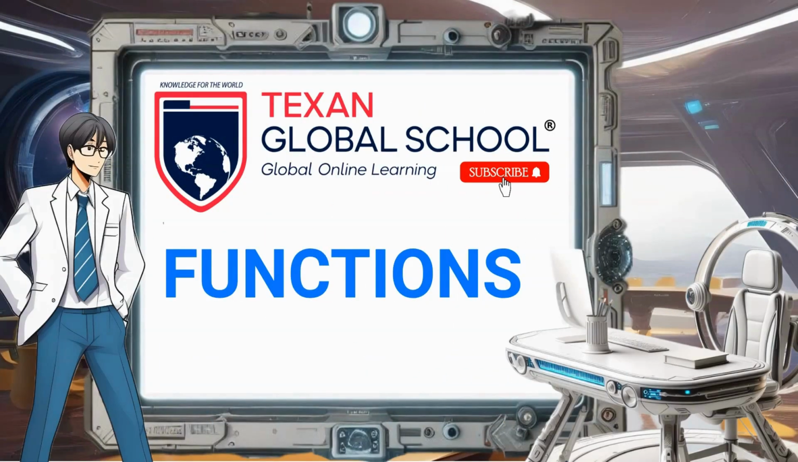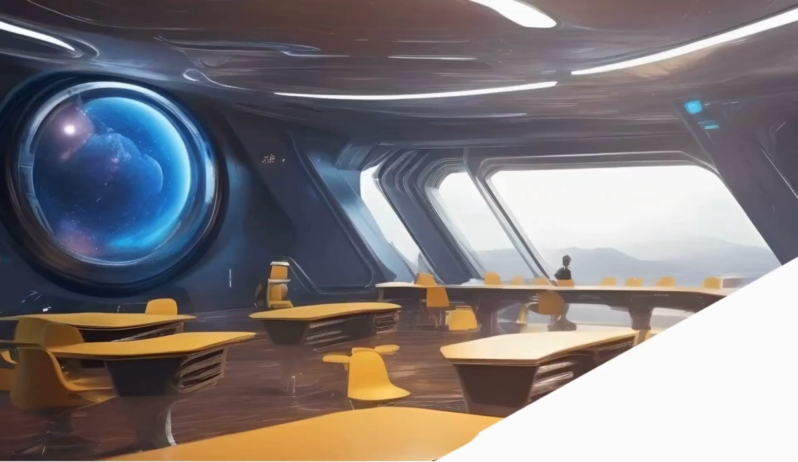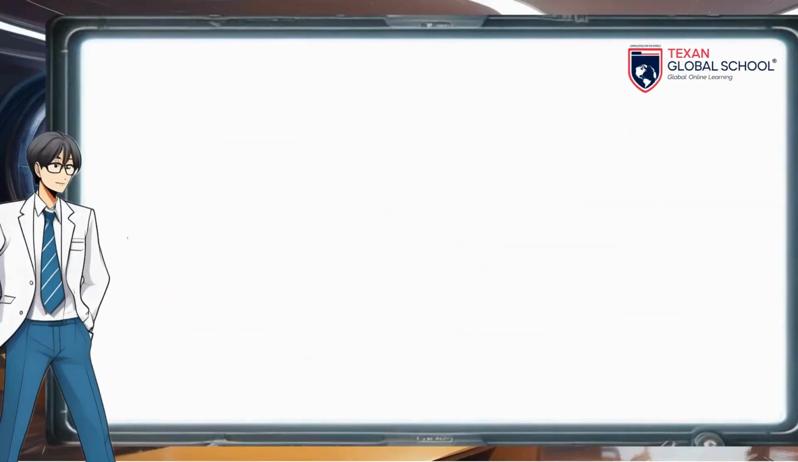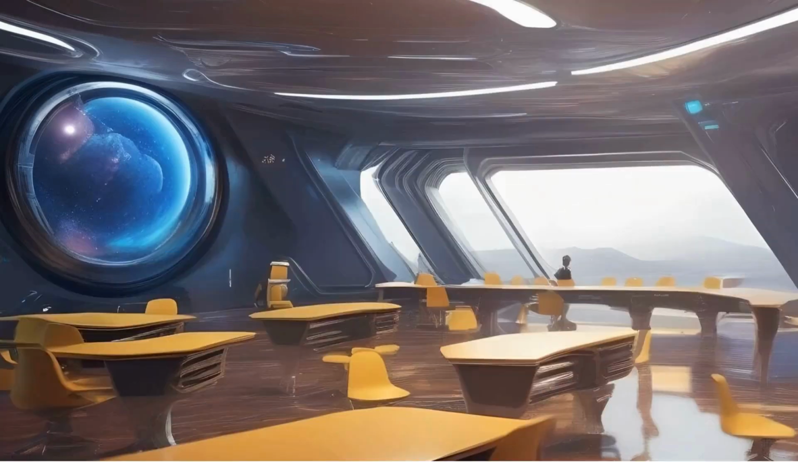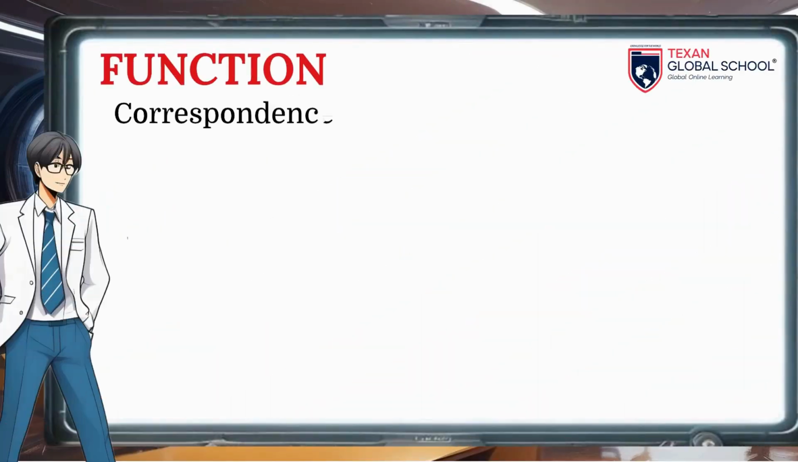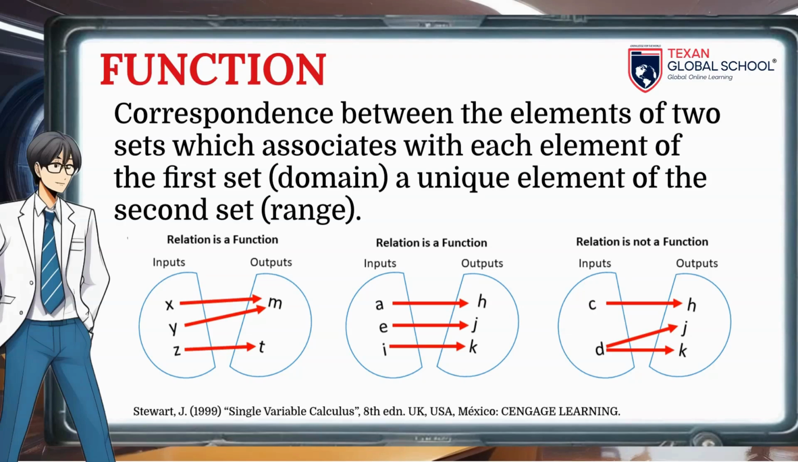Combinations of functions. In this class: types of functions and combinations. A function is a correspondence between the elements of two sets that associates with each element of the first set, the domain, a unique element of the second set, the range. Let's remember from previous classes that every function is a relationship, but not every relationship is a function, as can be seen in the diagrams.